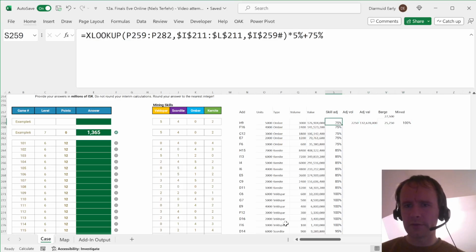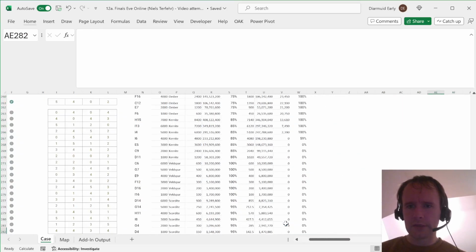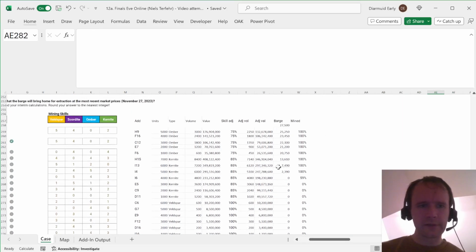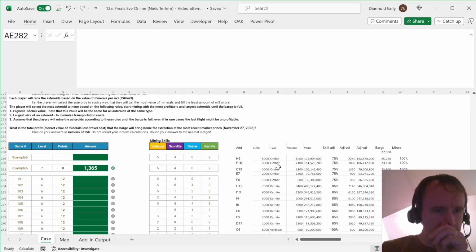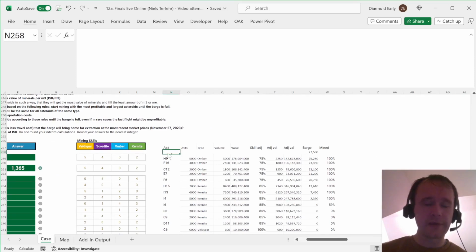My barge, not marge, and percent mined. That all seems to be working. So then the question is, what again? Total profit. Oh yeah, sorry. So then we need to consider the travel cost.